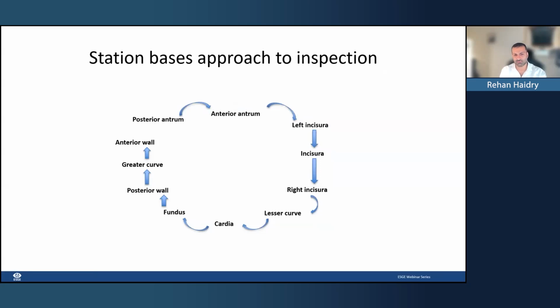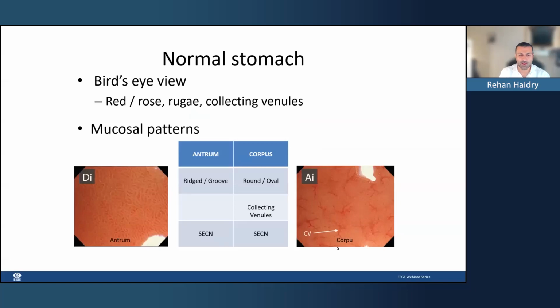We need to systematically look at the antrum, look at the incisura, look at both sides of the incisura, work our way across the lesser curve into the cardia, the fundus, and then work our way back across the posterior wall and into the greater curve, and then back to the anterior wall and the posterior antrum.